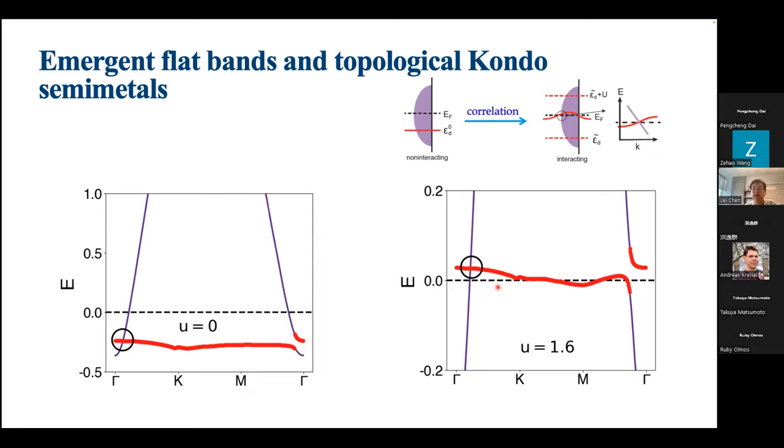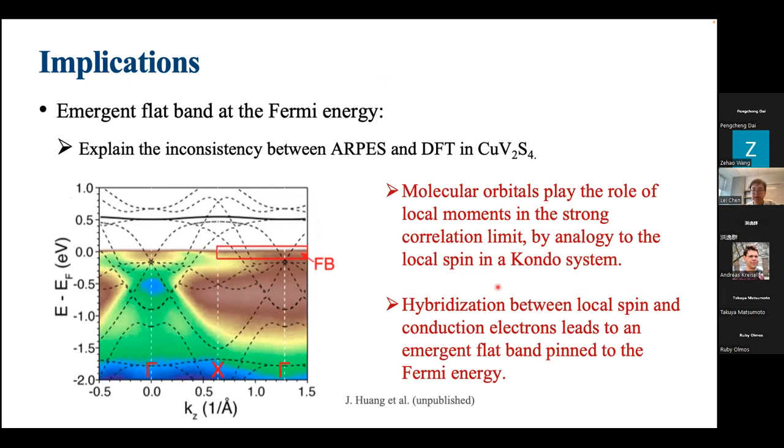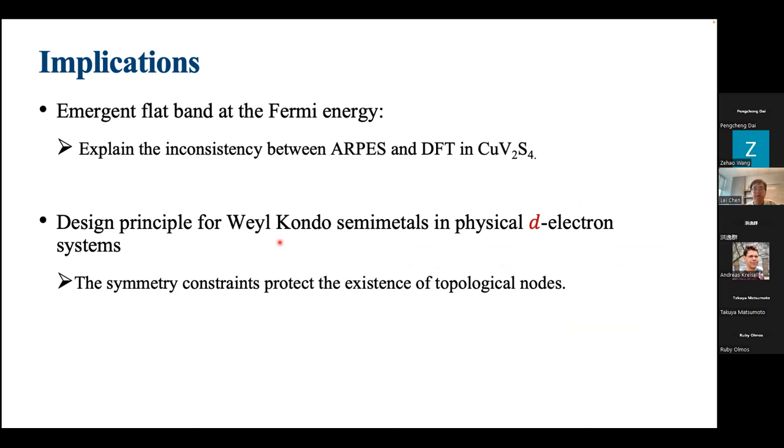And here are the implications. We propose a potential way to understand the inconsistencies between these DFT calculations and these ARPES measurements. The key ingredient for this understanding is that the molecular orbital is going to play the role of the local moment in the strongly correlated limit, analogous to the local spin in conventional Kondo lattice systems. And the hybridization between this local spin and the conduction electron is going to lead to this emergent flat band that is pinned exactly to the Fermi energy. And of course, if your system has some symmetry constraints on top of it that allow topological nodes to appear, they are also going to appear in the strongly correlated limit, and very close to the Fermi energy.